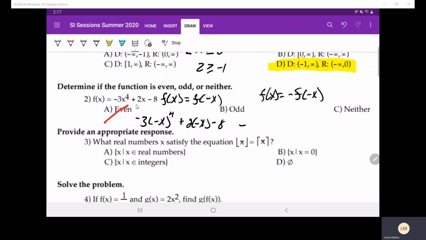Too easy. So it's negative times negative 3 times negative x to the fourth plus 2 times negative x minus 8. Well, this sign right here is going to stay the same. Or actually, no, it's going to change because you're going to have a negative times a positive times a negative. It's going to turn that positive. So it's not odd either. Therefore, it's neither.